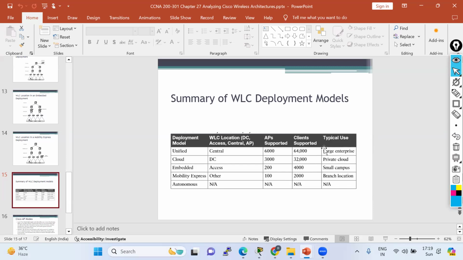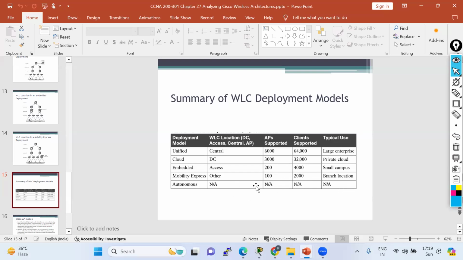If you have a very big location, for the unified deployment model you use centralized, right? Clients supported: 64,000. Large enterprise means your company is very large. Private cloud can support 32,000 clients, and you can support 3,000 APs. Embedded is for a small site and small campus, 200 APs and 4,000 clients. And mobility is for a very small site, where I want just 100 APs and 200 clients supported at a branch location. That can be done.